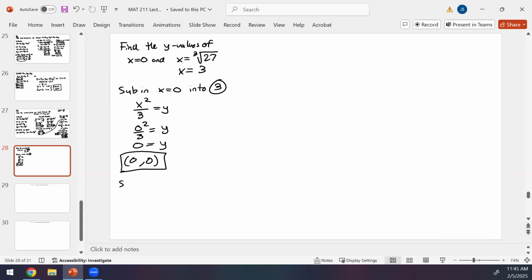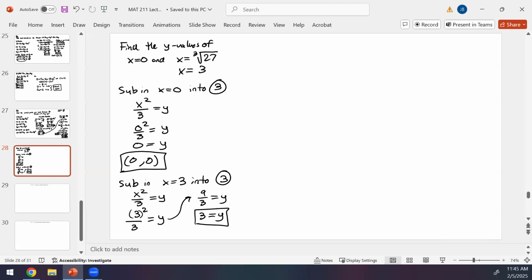And then now we're going to sub in x equals 3 into equation number 3. And so x squared over 3 equals y. And then I get 3 squared. Always put parentheses whenever you plug in a number into a variable, especially if it's negative, because that will make a difference in the answer. And then if you calculate this, you get 9 over 3. And so you get 3 equals y. So you get 3 comma 3. Is it a coincidence that they're both the same number, like 0, 0, 3, 3? Well, probably not because of the type of function it is, but it's a coincidence in just the general nature of it.